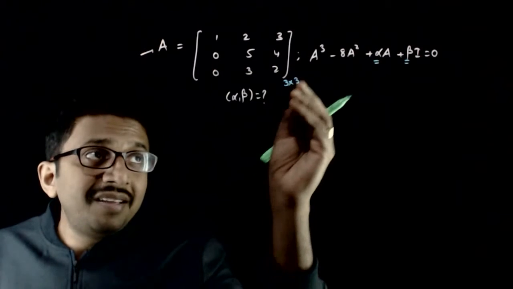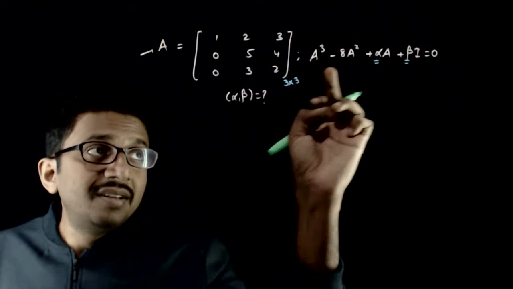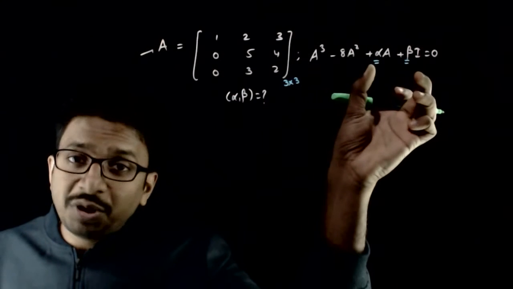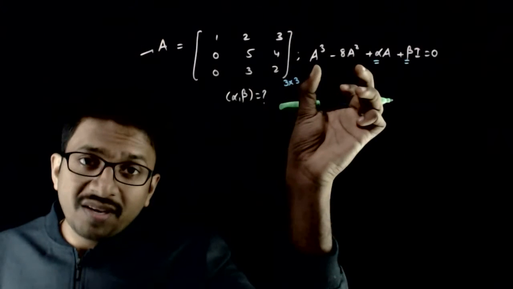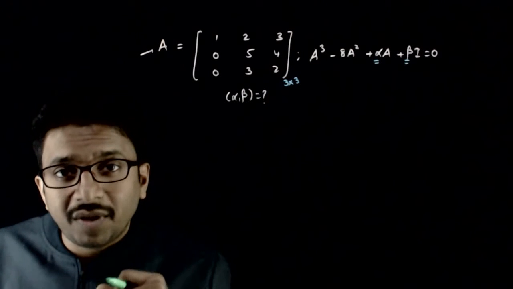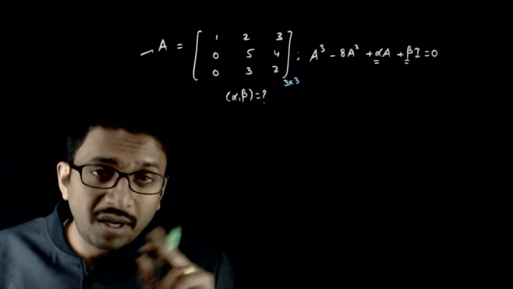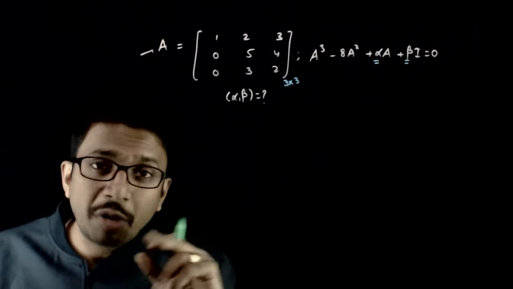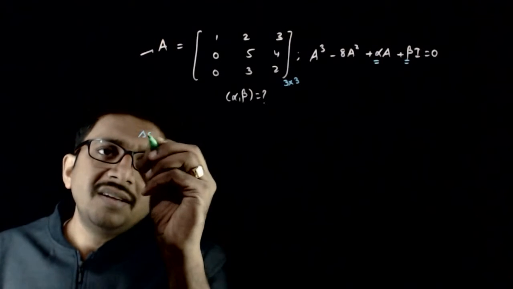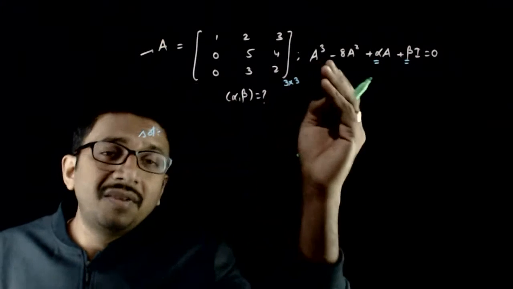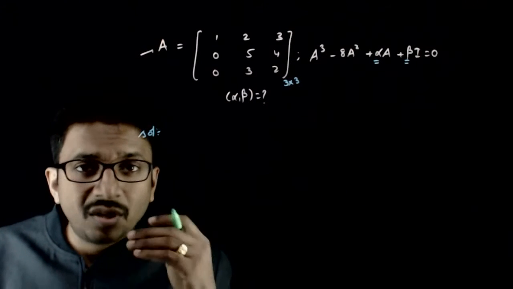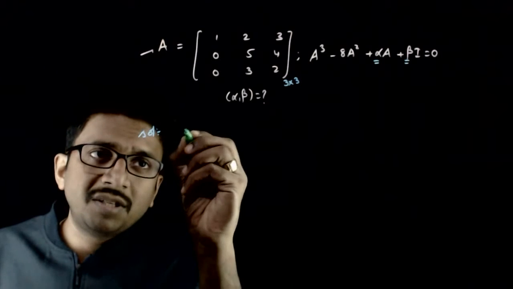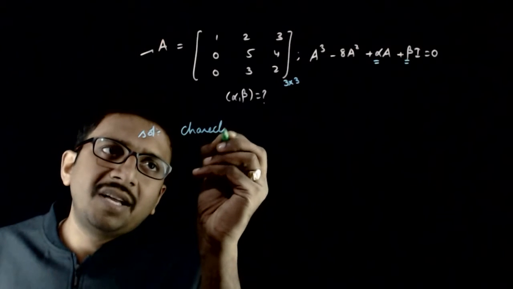So you may think that you have to find A cube first and A square, and substitute them in this and solve the equations to get alpha and beta. No. You can do that, but it's a long process. Usually if you have a matrix and you're given some matrix polynomial, these questions are based on the concept of characteristic polynomial.